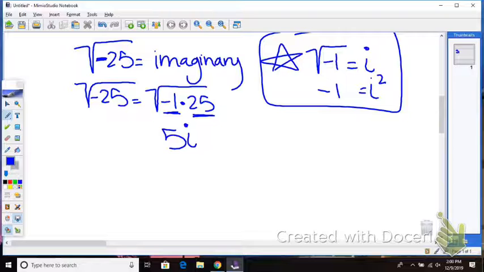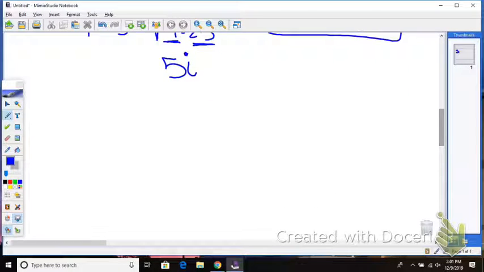So we're going to do a couple more of these, just simplifying the radical. We're going to start with that, and then we'll move on to our complex numbers. So if I give you the square root of negative 18, 18 is not a perfect square, so I just have to simplify the radical.